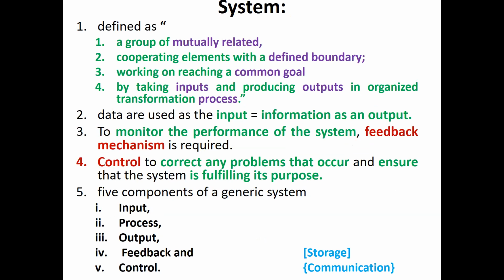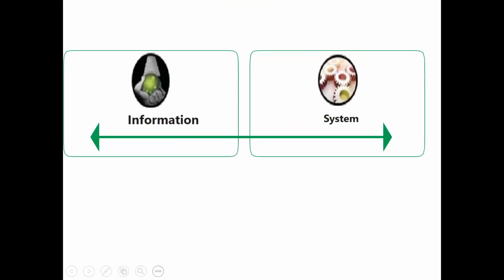So we have to understand what is a system. A system is nothing but a set of mutually related elements with a defined boundary, having a common goal, receiving input and giving output because of the processes we are doing. That is referred to as a computer system. So we have input, process, output, feedback and control. That is basically what a system is.